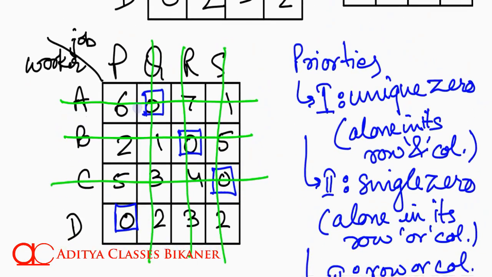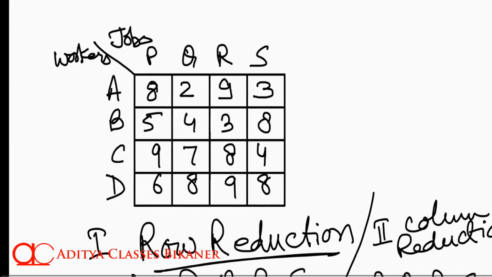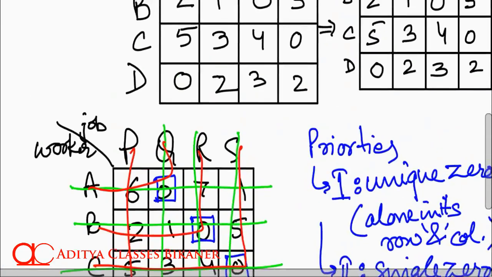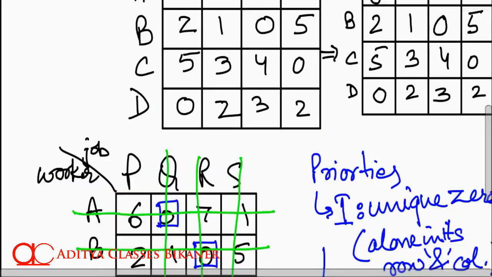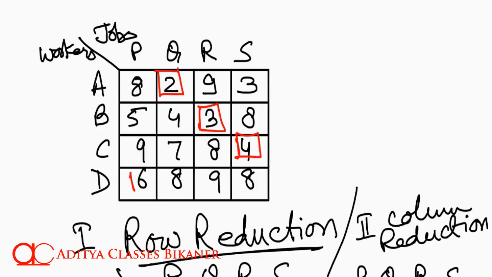What are the combinations? A is going to Q, B is going to R, C is going to S, and D is going to P. Now, to find the final solution, let us jump to the first matrix. Where is A going? A is going to Q. Then we have B to R and C to S, while D will be working on P. So we have our 4 assignments.